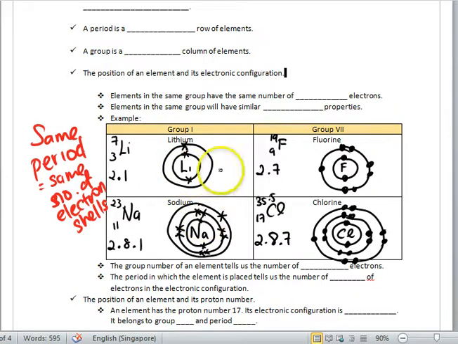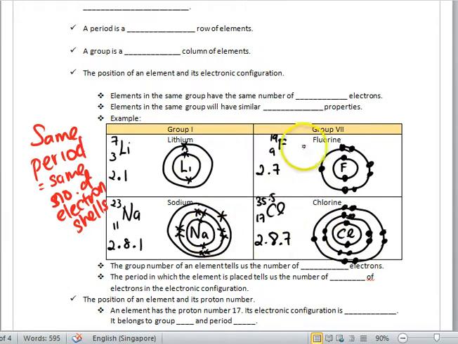Same thing here, sodium and chlorine, they are from period 3. How many electron shells do they have? 1, 2, 3. Chlorine, 1, 2, 3. So 3 electron shells. So period 2, 2 electron shells. Period 3, 3 electron shells.